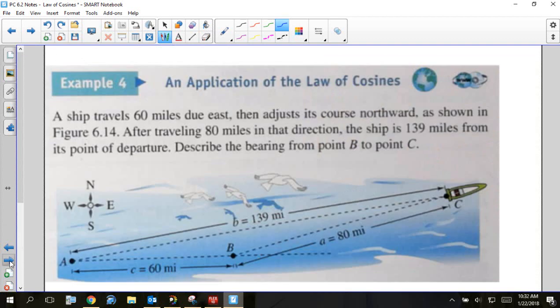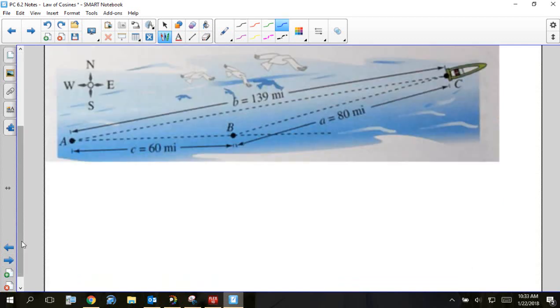Okay, the next one, application. So we've got a ship that is traveling, and it's a little dark. I'll go through it. It's traveling 60 miles to point B, and it turns a little bit, and now it's going 80 miles up to point C, and then they tell you from A to C is 139 miles. So we have a triangle formed, and which information do we know about that triangle? Which case do we have?